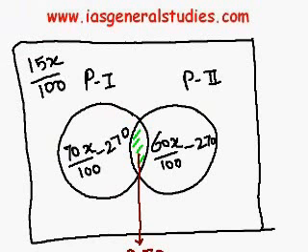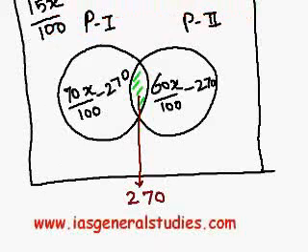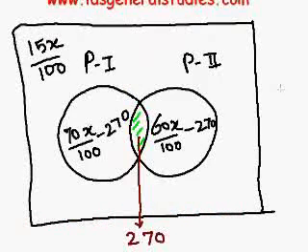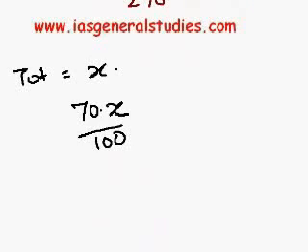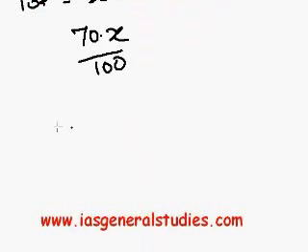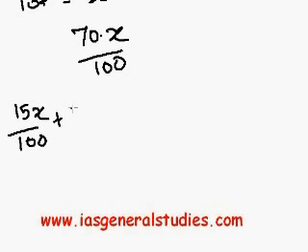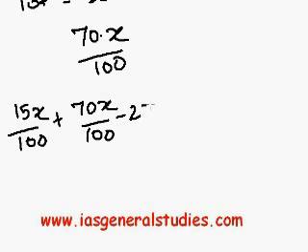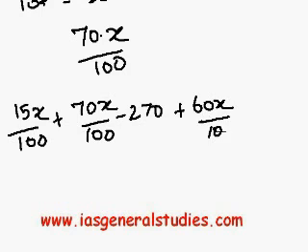Now the total number of students we have taken as x. So if I add all these things, I should get x. So I am going to calculate here. The first value is 15x by 100. With that I am going to add 70x by 100 minus 270. Then also I have 60x by 100 minus 270. This will come to the value x.